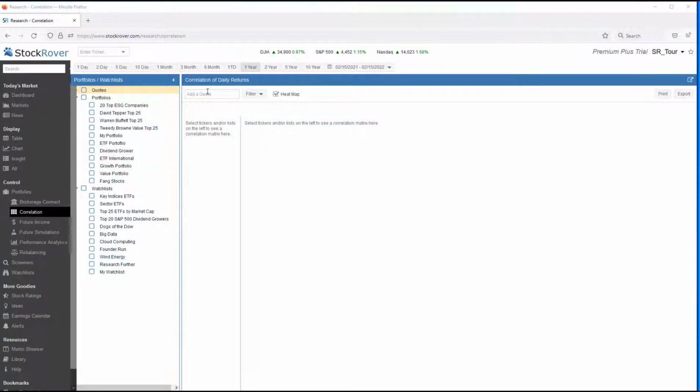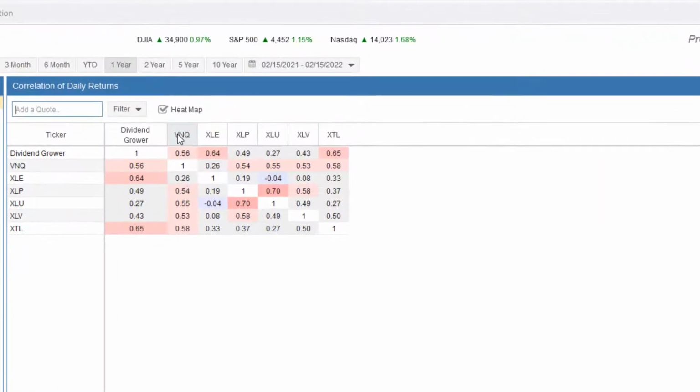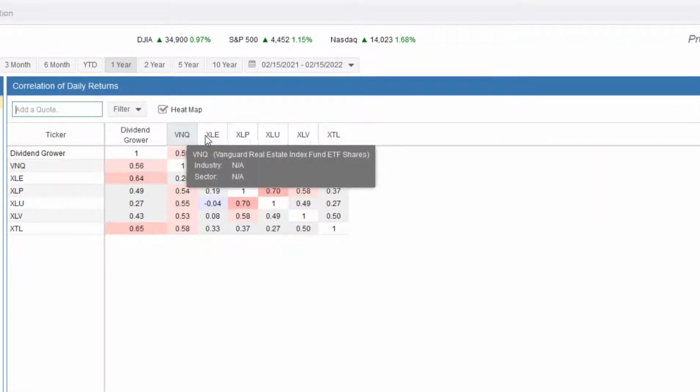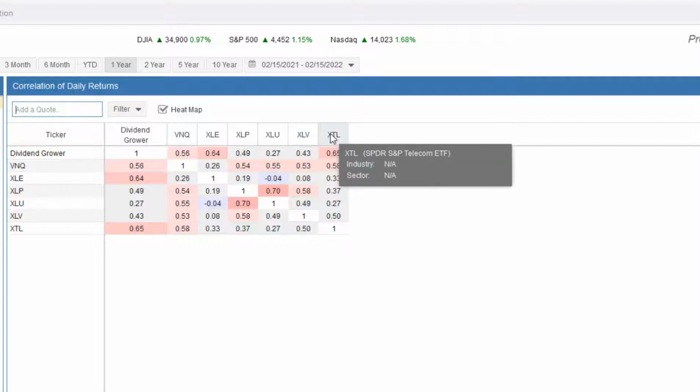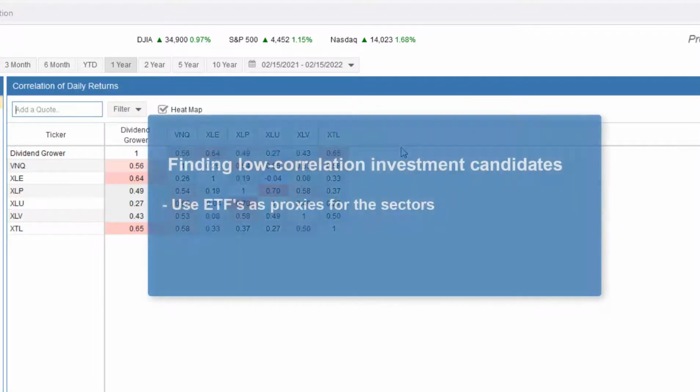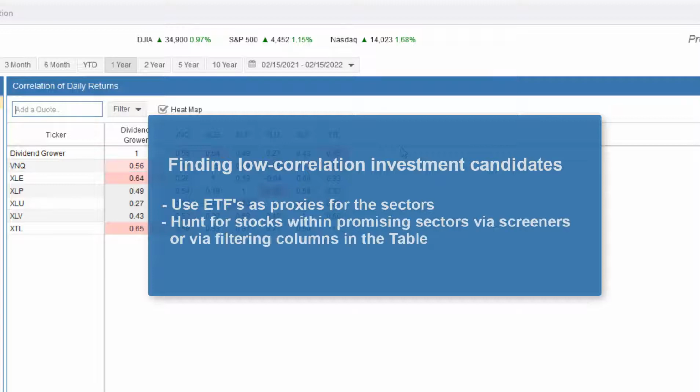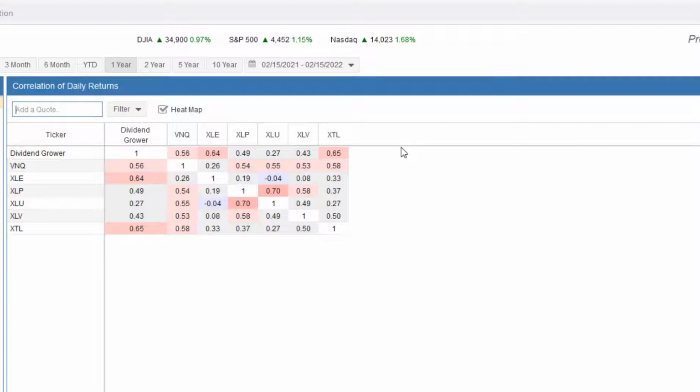I'll start by adding the dividend grower portfolio. Then I'll add a list of ETFs. I've picked real estate, energy, consumer staples, utilities, healthcare, and telecom. I'll use these ETFs as proxies for the sectors. Then I'd hunt for stocks within the promising sectors for additional diversification candidates via screeners or via filtering columns in the table. Or if I wanted to take a lazier approach, I could just add the ETFs themselves.